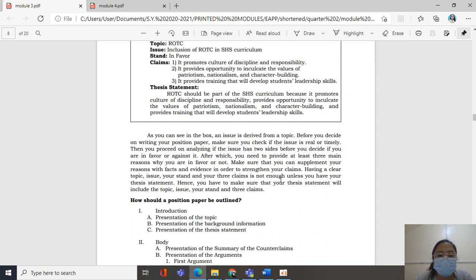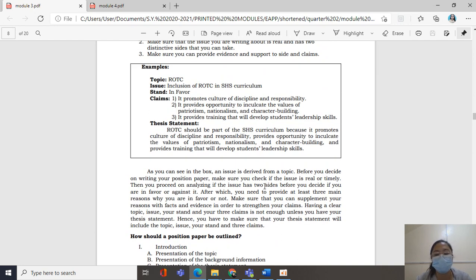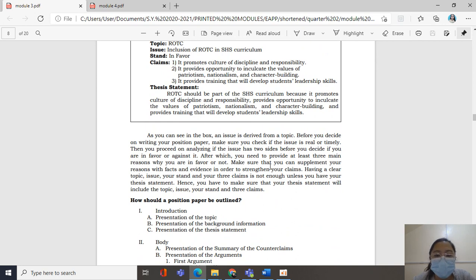Having a clear topic, issue, your stand and your three claims is not enough unless you have provided strong evidence. And then you have to make sure that your thesis statement will also include the topic, the issue, your stand, and of course your three claims. I know this is not easy for you, but just keep on practicing and begin your writing with research first before you write your position paper.